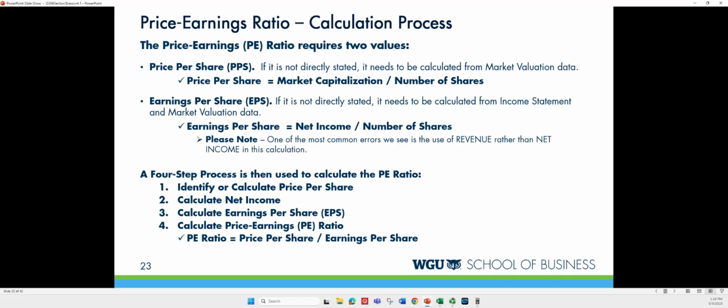So to calculate our price earnings ratio is going to be a four-step process. The first is we have to identify or calculate our price per share. We have to calculate our net income. Then we have to calculate our earnings per share ratio, and then we finally calculate our price earnings ratio, which is the price per share divided by earnings per share.